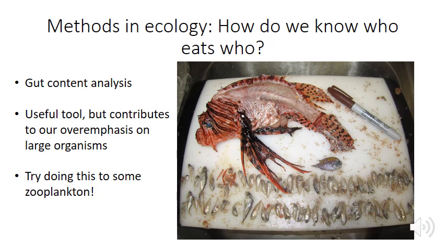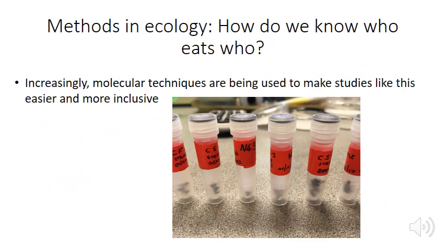This is a really useful tool, but it has also contributed to this bias towards studying large charismatic species. So for example, how would you do similar work if you were studying zooplankton or even marine invertebrates, for which you wouldn't be able to identify what they'd eaten by cutting them open? Increasingly though, scientists have been able to use molecular techniques to conduct studies like this on much smaller organisms, using DNA as a tool to understand feeding relationships within communities.